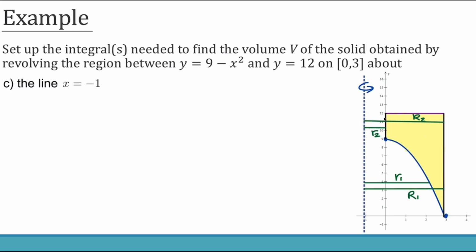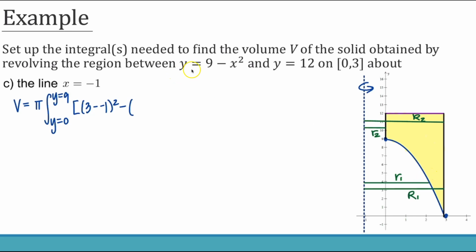So let's go ahead and set up the two integrals we would need to find the volume if I rotate around this line x equals -1 using the washer method. So we have the volume is pi, the integral from y equals 0 to y equals 9 of my big radius 1. So I'm on this bottom part here. So that's 3 minus -1. So I'm going to have 3 minus -1 squared minus my little radius 1, which is right minus left.